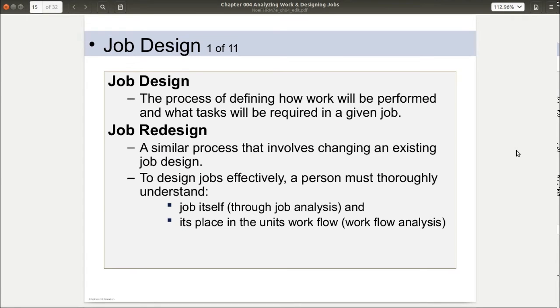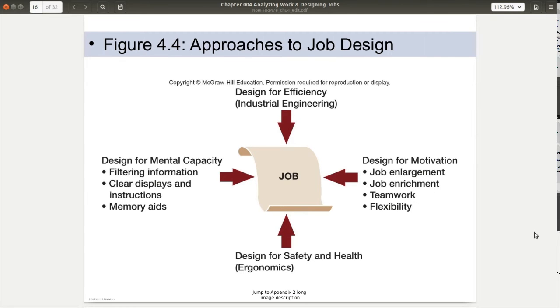One of the things that you want to think about is also design and redesign of jobs. In other words, identifying what are the key things that the person must be doing, the job itself, and then also where it fits as far as the organization is concerned. When you start thinking about job design, in other words, thinking about what is it that the person will be doing, you can design for various things.